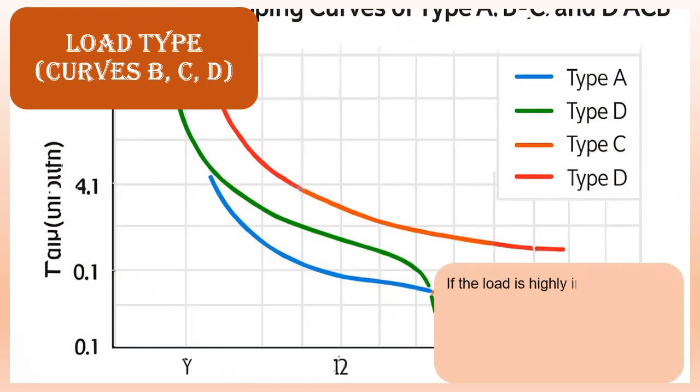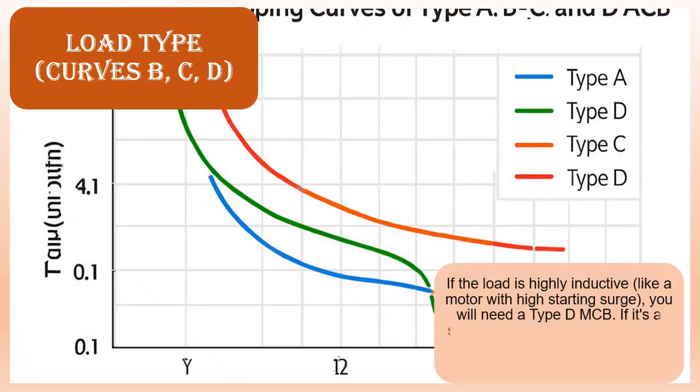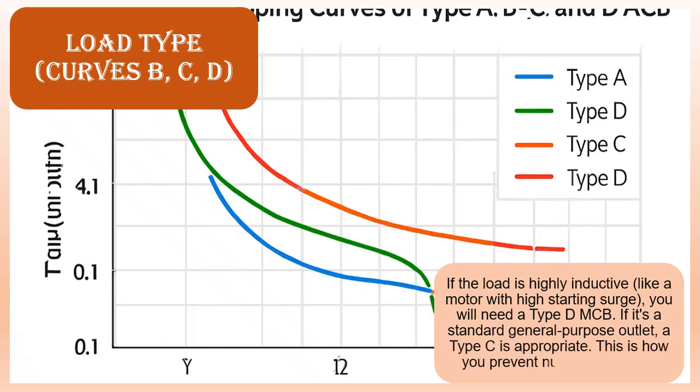Load type, curves B, C, D. If the load is highly inductive, like a motor with high starting surge, you will need a type D MCB. If it's a standard general-purpose outlet, a type C is appropriate. This is how you prevent nuisance tripping.